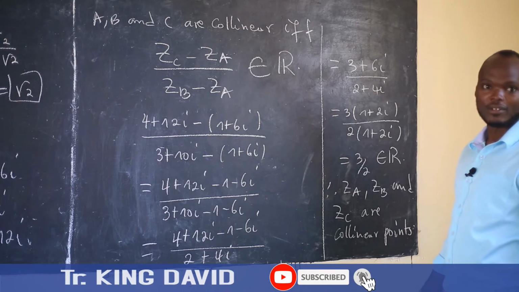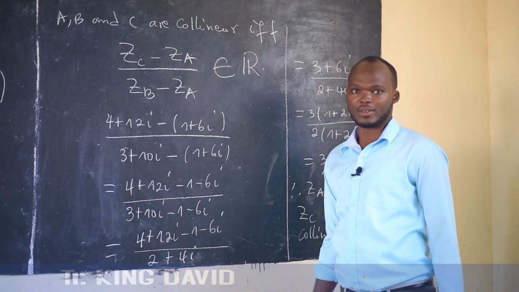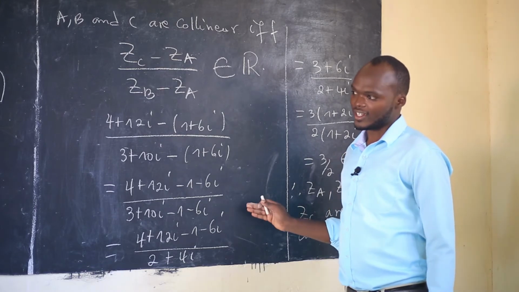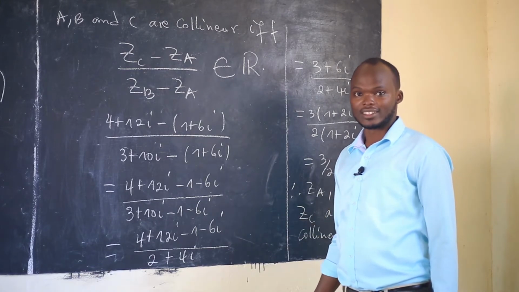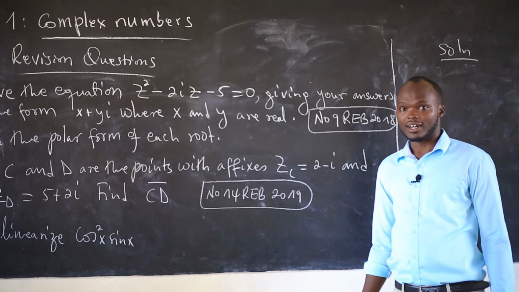I hope you don't have any question here, because we just use the formula for the given 3 points. Thank you for understanding this one. Let's go to number 17. So we are on number 17 now.